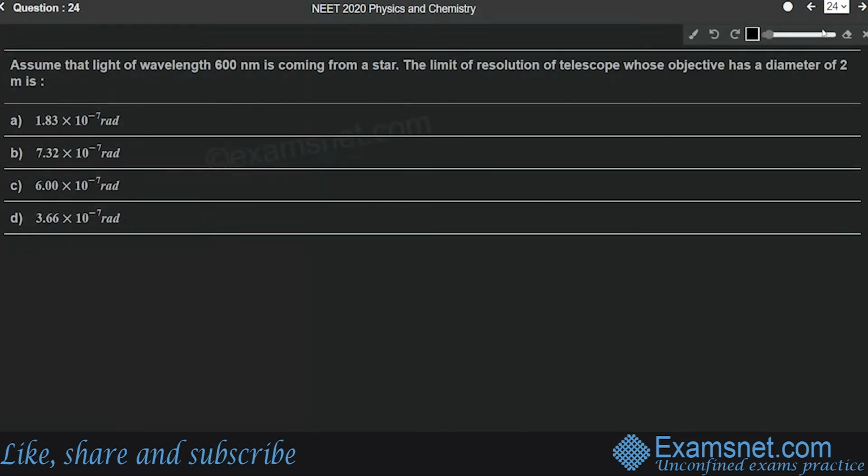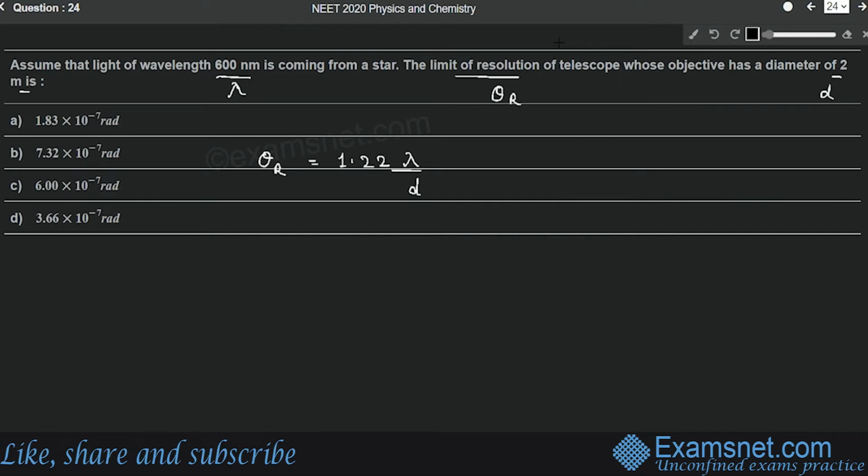Question number 24 is from the chapter Ray Optics and Optical Instruments, and the question is, assume that the light of wavelength 600 nanometer is coming from a star. The limit of resolution of a telescope whose objective has a diameter of 2 meter is. Okay, so D is 2 meter, lambda is 600 nanometer, and we have to find out the limit of resolution, that means theta r. So what is the formula to find out the limit of resolution? It is equal to 1.22 into lambda by D. Lambda is the wavelength and D is the diameter.